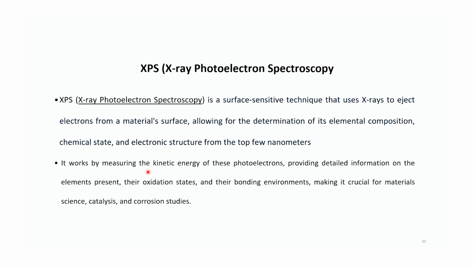How does it work? It works by measuring the kinetic energy of these photoelectrons. After the X-ray falls on the material, some electrons are ejected and you measure their kinetic energy. This provides detailed information on the elements present, their oxidation states and their bonding environments, which makes it crucial for material science, catalysis and corrosion studies.